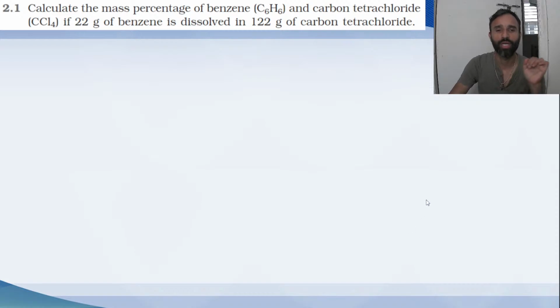First question is, calculate the mass percentage of benzene and carbon tetrachloride if 22 gram of benzene is dissolved in 122 gram of carbon tetrachloride. Right? This is the question.